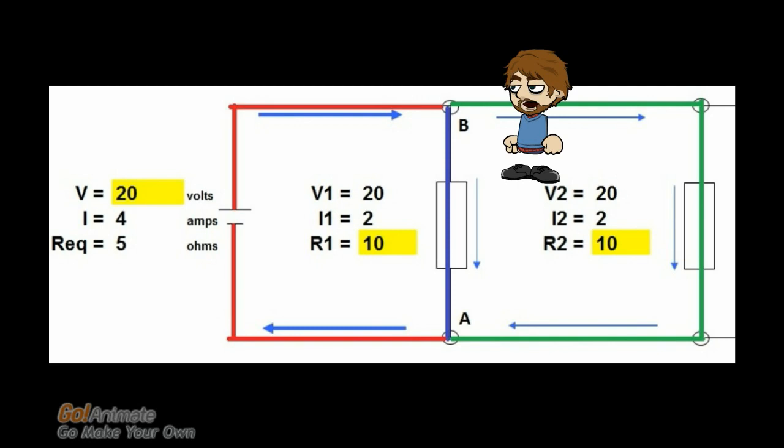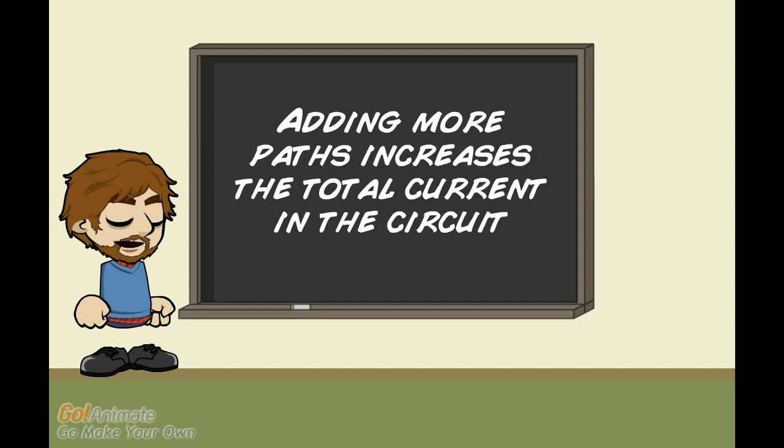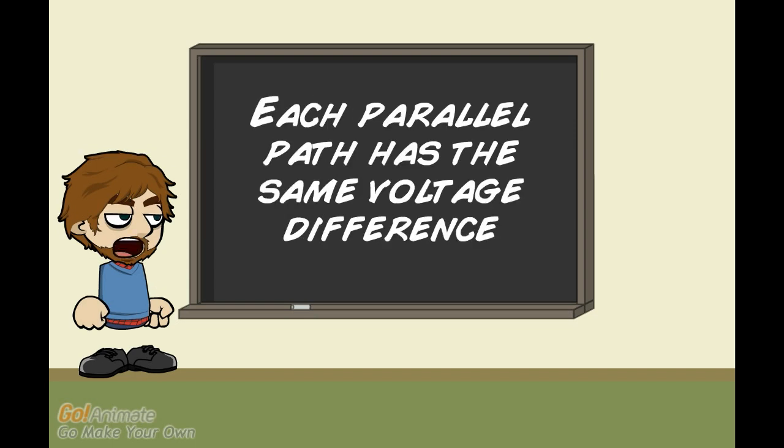Let's summarize what we've learned. The term parallel tells us that there will be more than one path for current to follow through the circuit. Each time we add a new path in parallel, the current leaving the battery will increase. However, the current in the old paths will not change. The current from the battery will divide between the parallel paths. However, the voltage difference will be the same for all parallel paths.